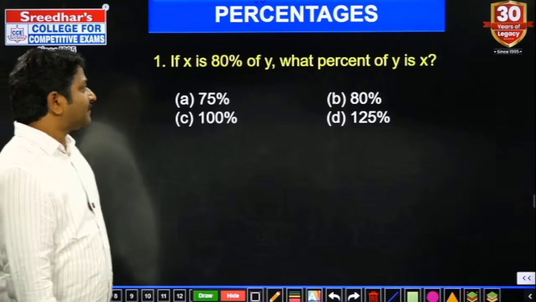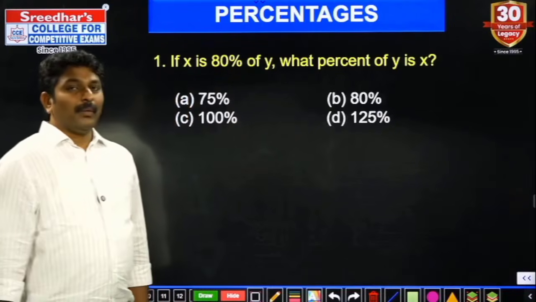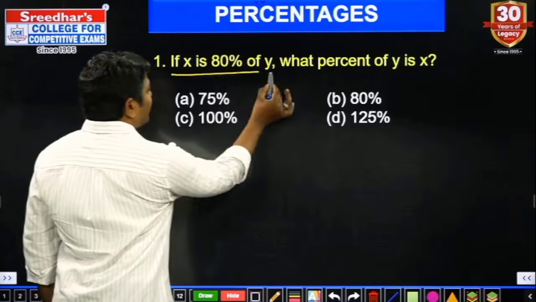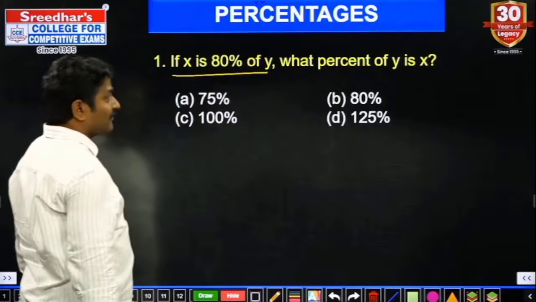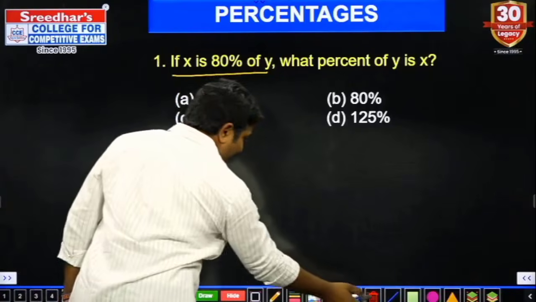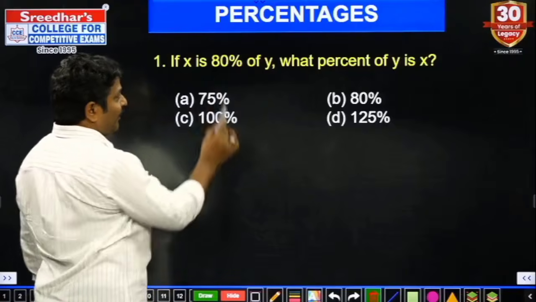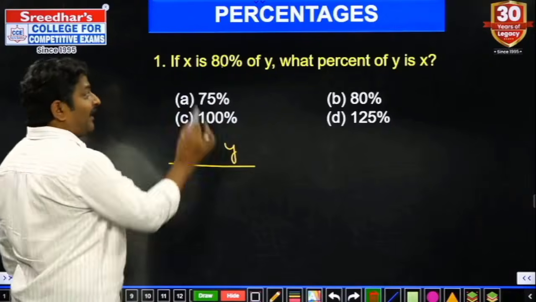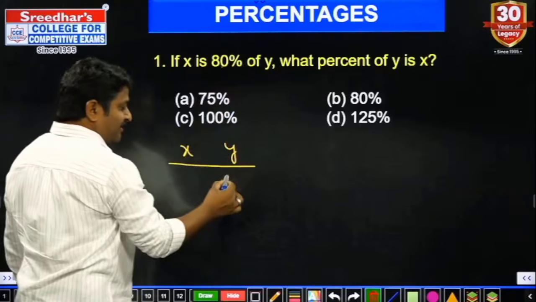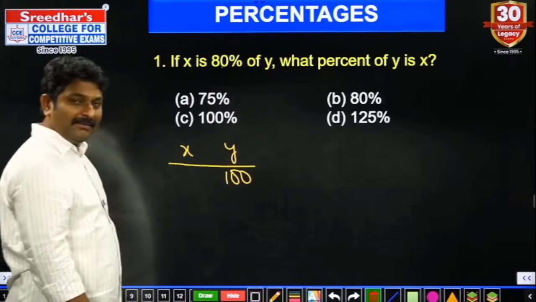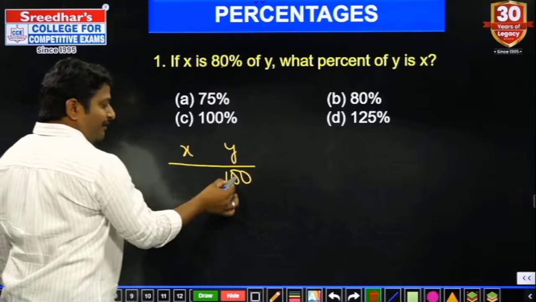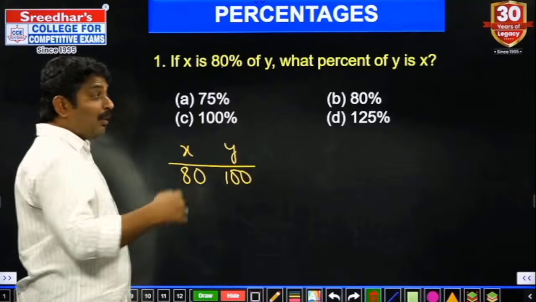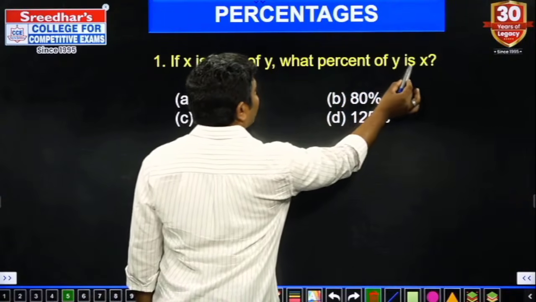If X is 80% of Y, what percent of Y is X? This is the information, and this is the question. X is 80% of Y. X depends on Y, and the comparison is in percentage. So I want numbers for X, Y. Take the unknown number as 100. X is 80% of this number, which is 80. The information is already represented here. Now go to the question: what percent of Y is X?